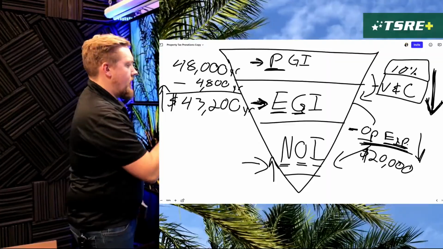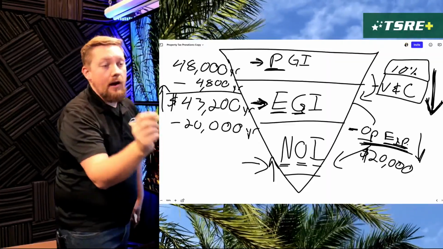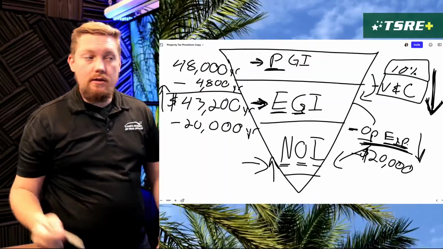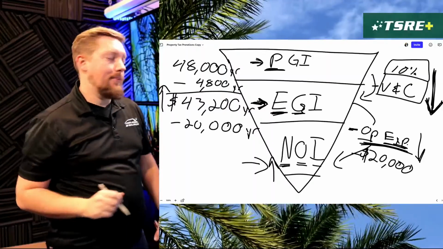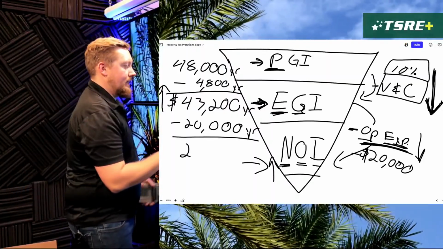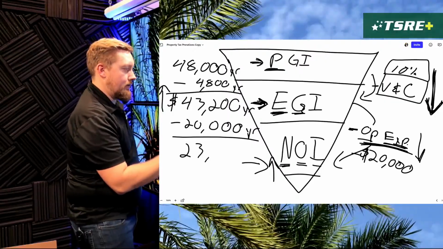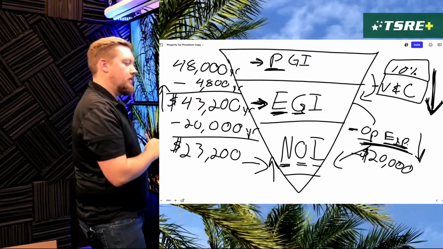So we need to subtract our $20,000 here. That's our operating expenses per year, because again, we're trying to go from the effective gross income to the net operating income. And so when we subtract that out, again, you could use your calculator. But I'm going to trust myself here, at the risk of public humiliation.